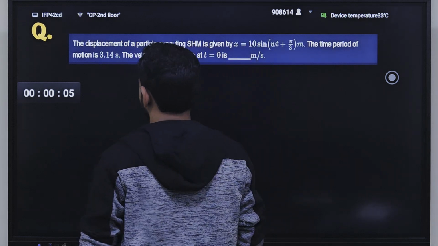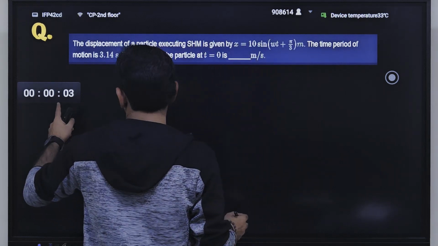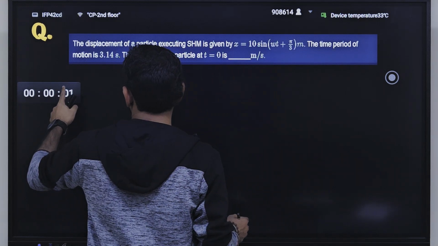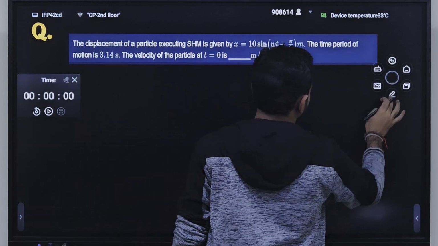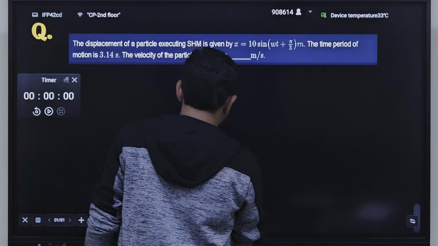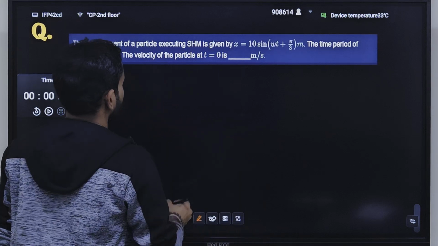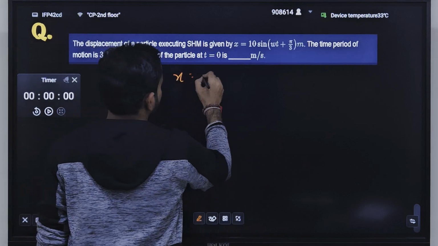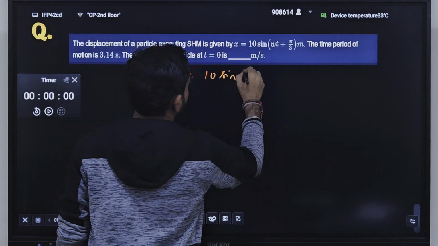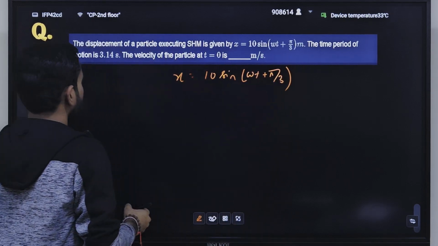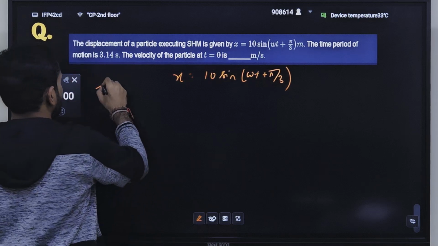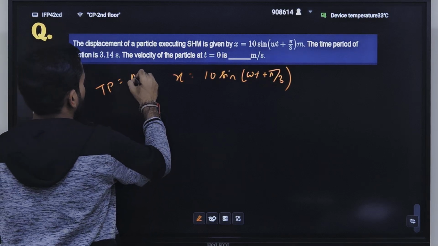Let's do this question, and this time we will use the general equation of SHM also. Let's see how to use it. Good question. See how to solve this question. The general equation is given as x is equal to 10 sine of omega t plus pi by 3 meters. Correct? And the time period is given as 5 seconds.